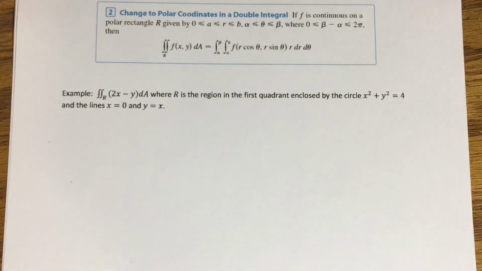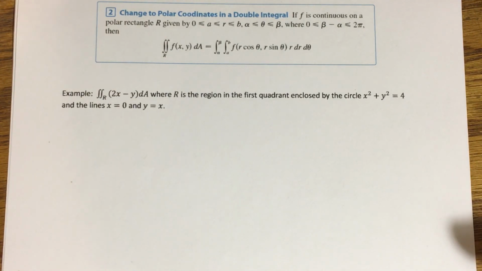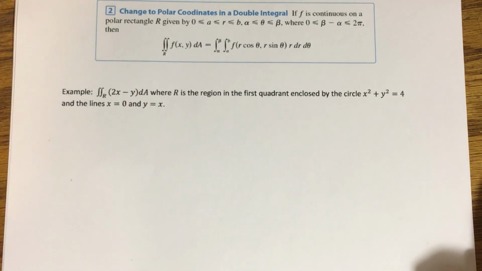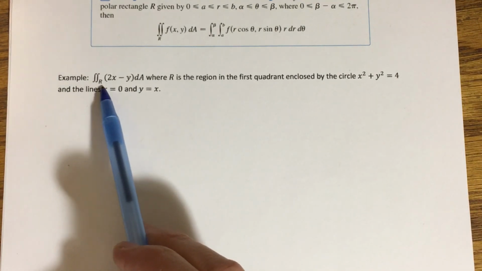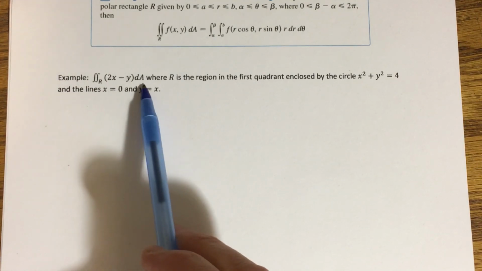Okay, so here's our first example of evaluating a double integral where we're going to use polar coordinates to do the evaluation. Now you can get away without it in this example, but it's not particularly easy to do this in the method of 15.2. So let's see what we can do with polar coordinates. We're doing the double integral over a region R of this function 2x minus y dA.